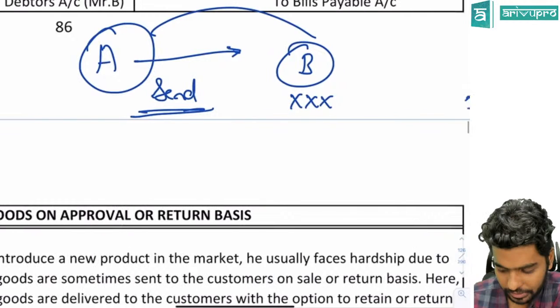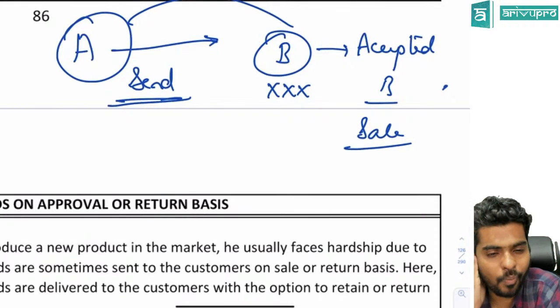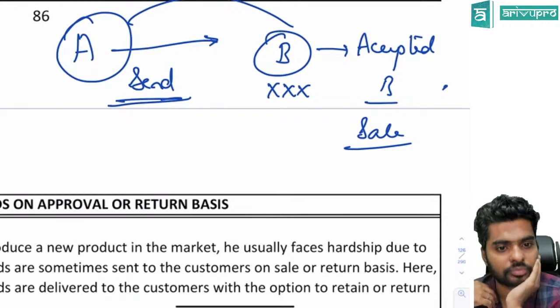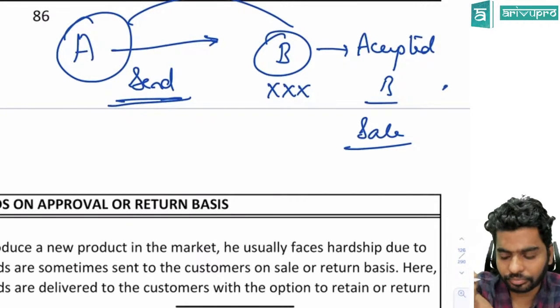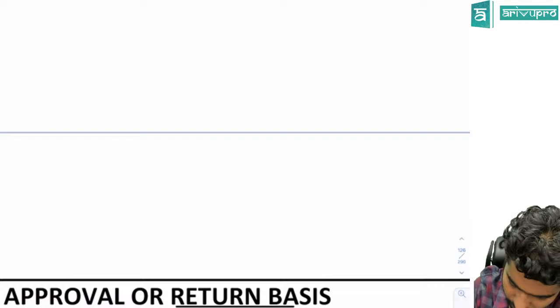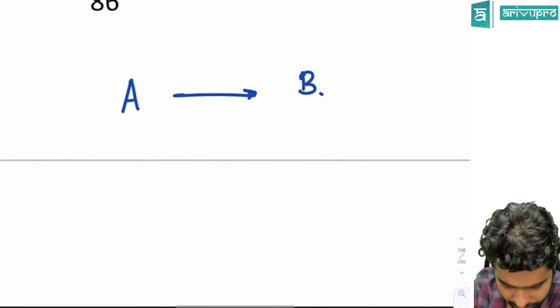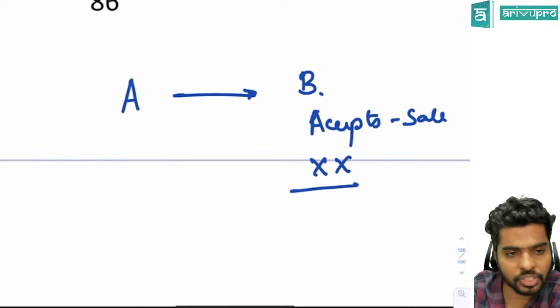A sends goods to B. Only when the goods are accepted by B will this be deemed to be a sale. Are you clear? Done. Now, let us try understanding the situation. A sends goods to B. If B accepts, then it is a sale. If B rejects, then there is no sale.